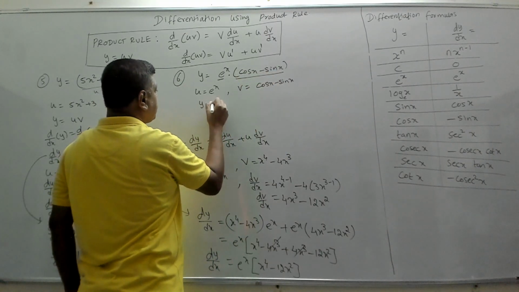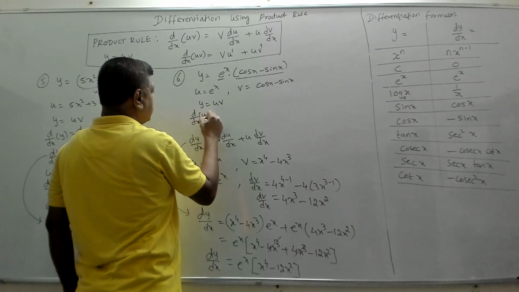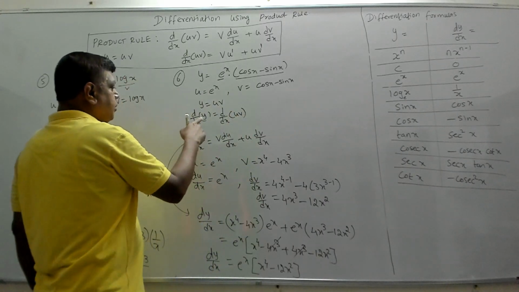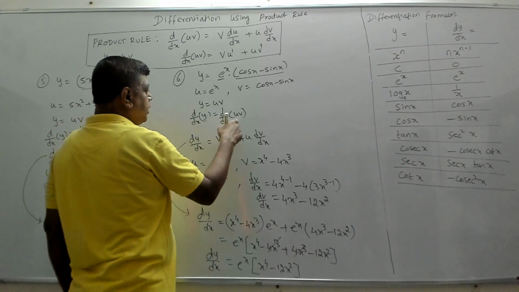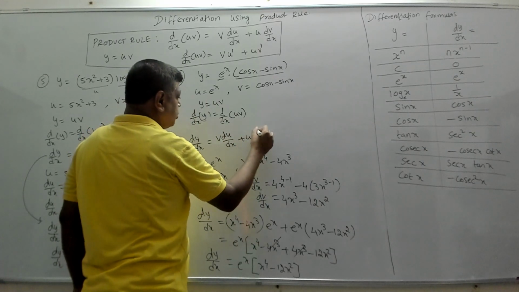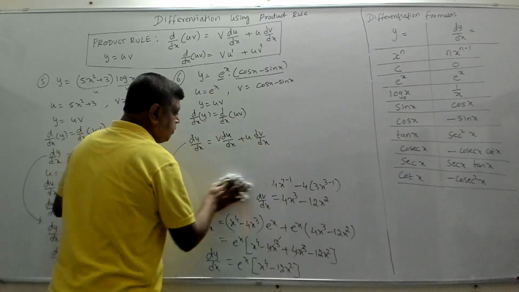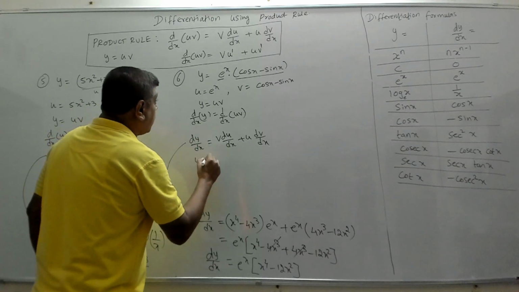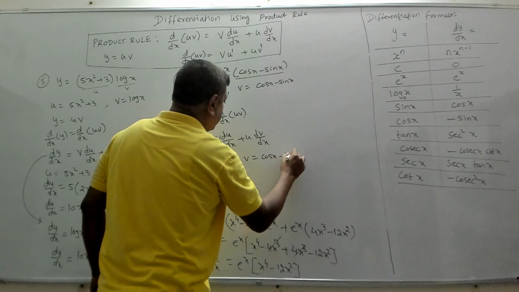Now our y becomes uv. And what is dy by dx of y? That is dy by dx of uv. That dy by dx is equal to v du by dx plus u dv by dx. Then we will write our u and v and try to differentiate. So what is our u? Our u is e power x, and v is cos x minus sin x.